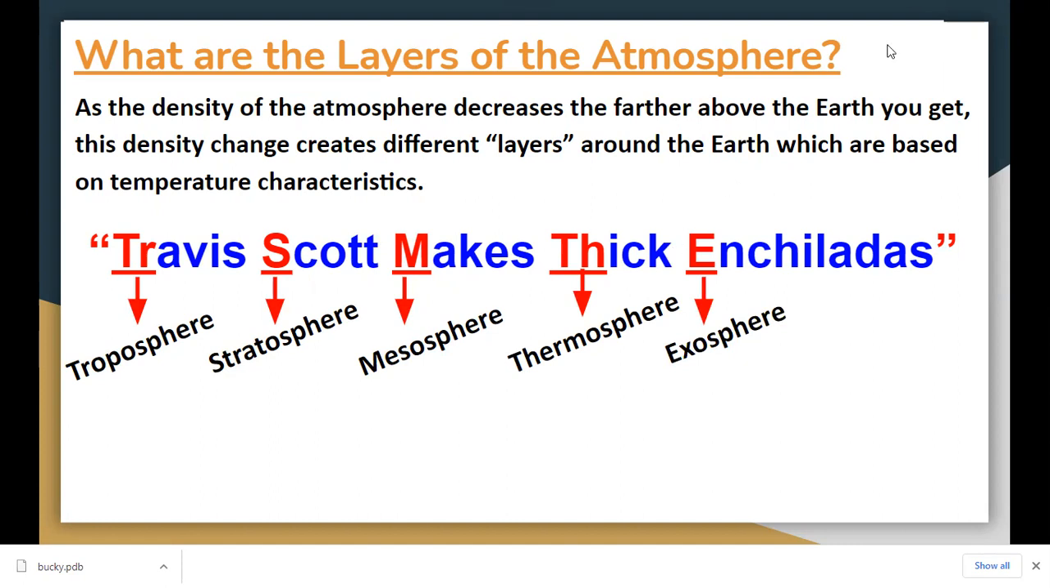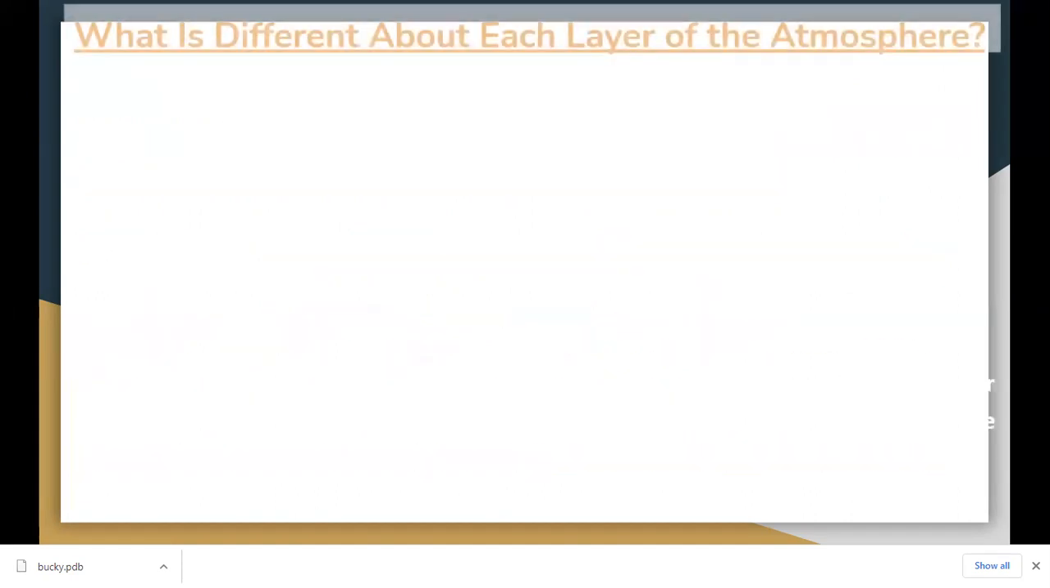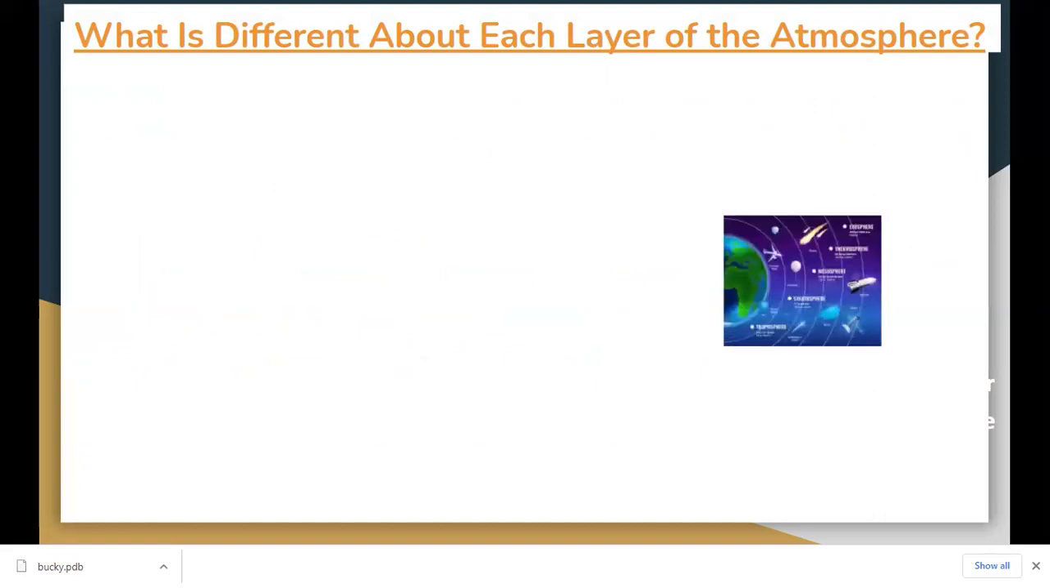We'll be talking a little bit more about the layers in the next slide. So let's look at them. What is different about each layer of the atmosphere? One of your objectives is to be able to list three differences between the layers. So let's look at all of them.